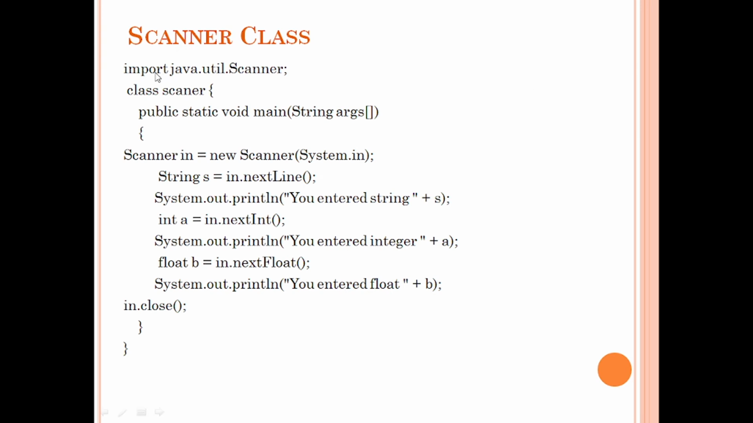First, import java.util.Scanner. Second, create the object of the Scanner class. For the string, we need to simply write object.nextLine. To convert them into integer or float, int a equals in.nextInt, float b equals in.nextFloat. So using this method, we can convert string values into integer and float.